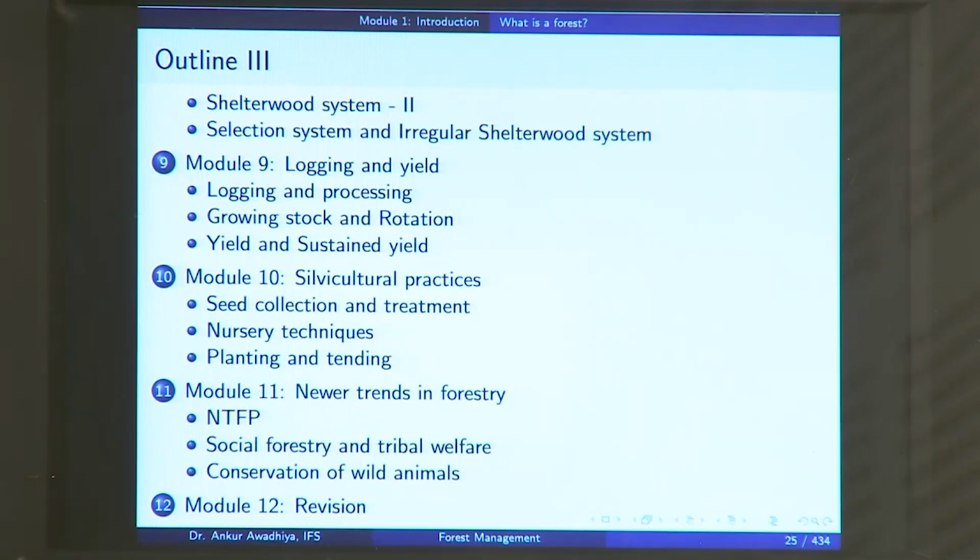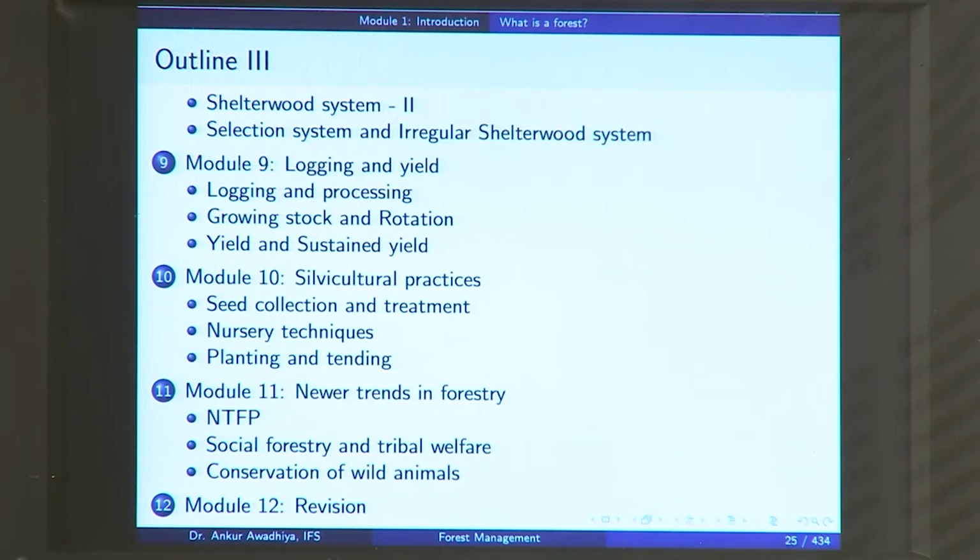So, you want to have a sustained yield, which means that every year and year after year till perpetuity you should be able to gain the maximum amount of harvest from the forest. So, how do you ensure that is something that we will look at in this module. Now, the 10th module will be about silvicultural practices. Now, we looked at silvicultural management, silvicultural systems, and then we have silvicultural practices.